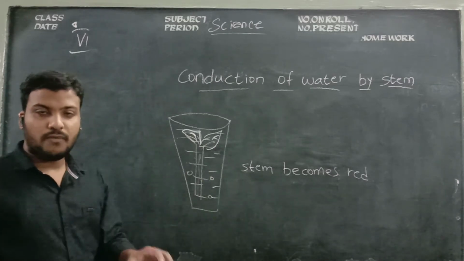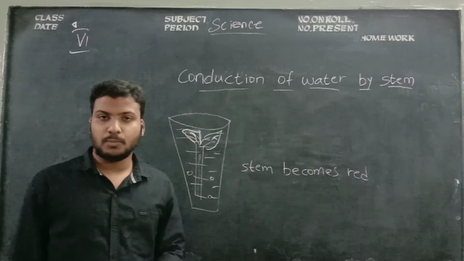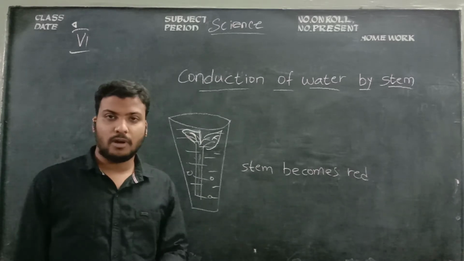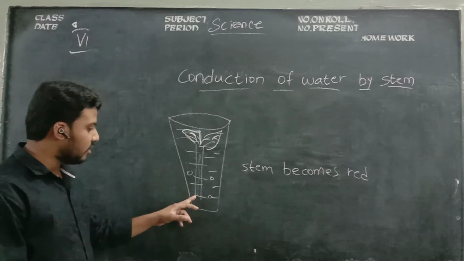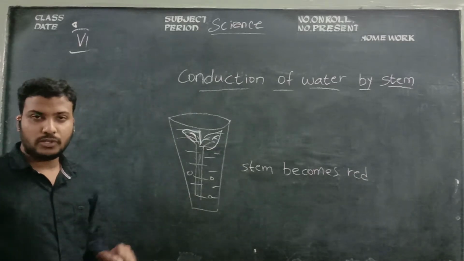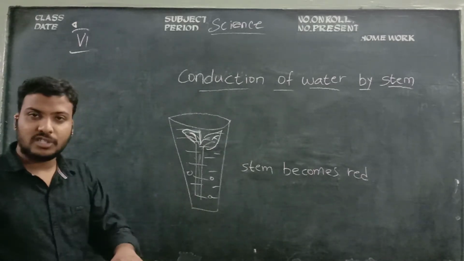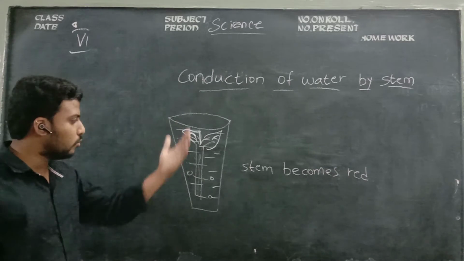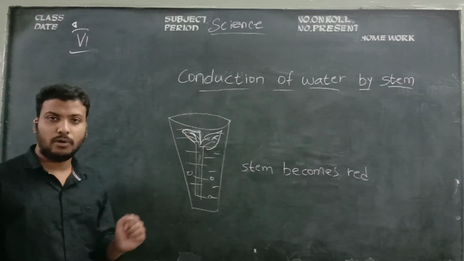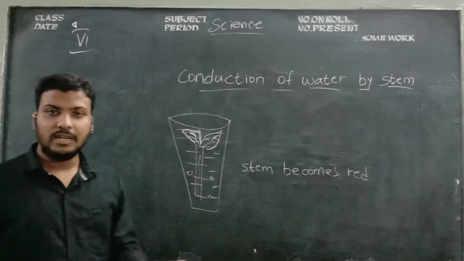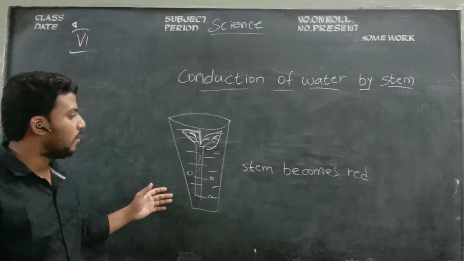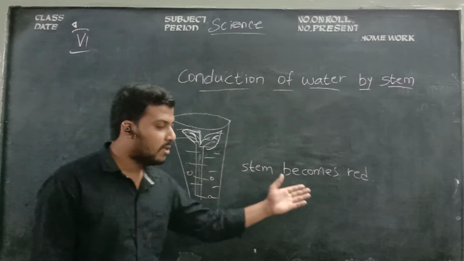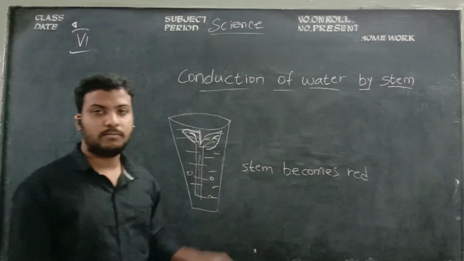Yes or no, children? If water is to be transported, we first of all need roots. Roots absorb the water from the soil and give it to the stem. From the top of the soil, the stem collects the water and transports it to the other parts of the plant. You know other parts. What are those? Leaves, branches, flowers, all these, children. So by this experiment we can say that the stem conducts water, children.